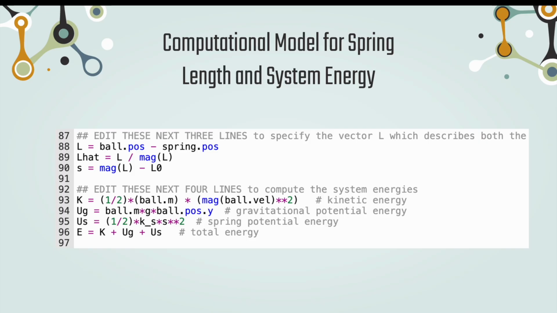Next, I programmed the model to calculate the spring's length and energy at every time step. The spring length vector connects the fixed point to the ball, and from that, the program finds how much the spring is stretched or compressed. Using that information, it calculates kinetic energy, gravitational potential energy, and spring potential energy, and sums them to get the total energy. Plotting these energies changes helps verify if the energy principle holds during the motion.